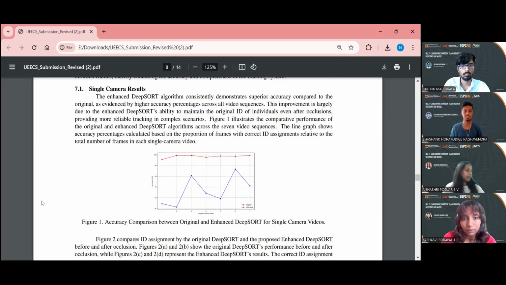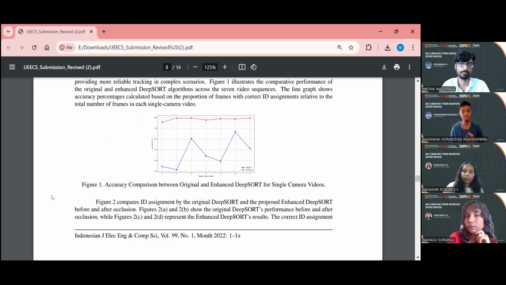Here the accuracy percentage is calculated as the proportion of frames with correct ID assignments relative to the total number of frames. As we can see from the blue line, the accuracy is very low for the original DeepSORT. This is because after occlusion, people are assigned new IDs which weren't their original IDs. So all of those are wrong assignments. And from the red line, we can see most of them are above 90% and even close to 100, which shows how efficient our enhanced DeepSORT is with occlusion handling.